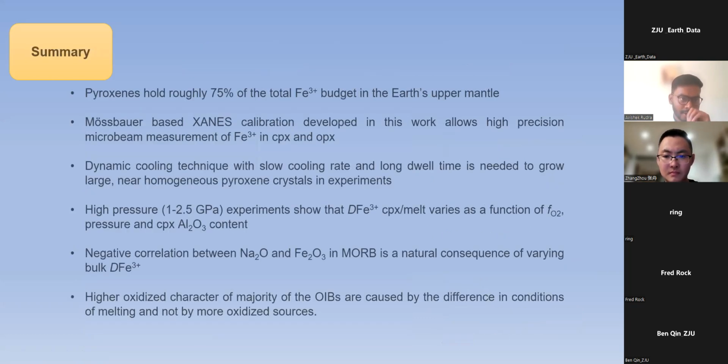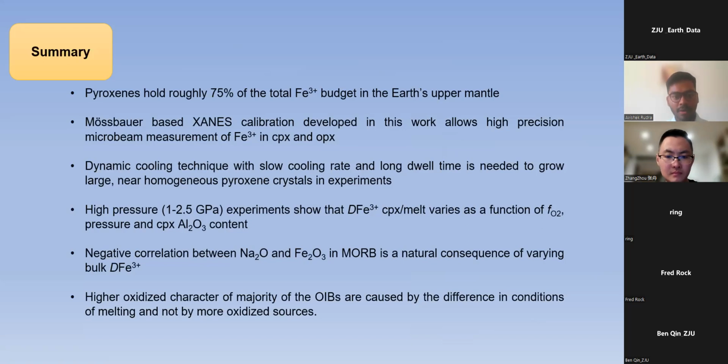So I'll just briefly summarize my talk. We saw that the pyroxenes are the chief reservoir of ferric iron. So in order to understand ferric iron partitioning, we need to understand ferric iron partitioning between pyroxene and melt. And XANES is a potential method of precisely measuring ferric iron at microbeam scale.